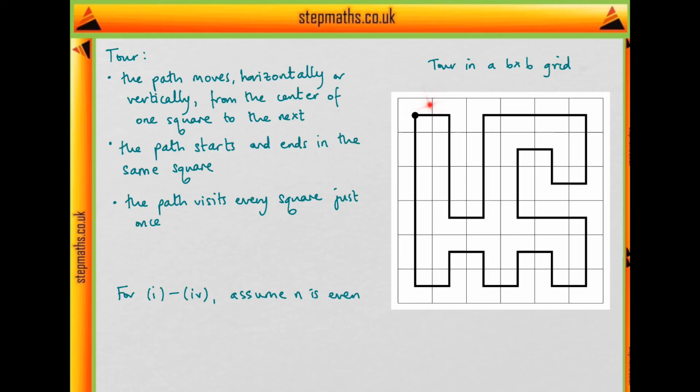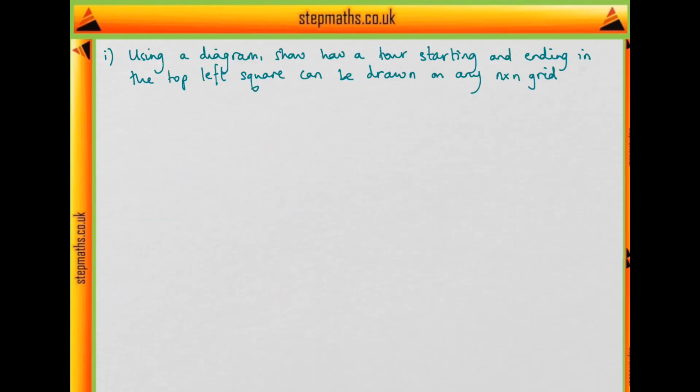So for example, this is a tour in a 6x6 grid, which they give us. And we are told for parts 1 to 4, it is assumed that n is even. So for part 1, we need to, with the aid of a diagram, show how a tour which starts and finishes in the top left square can be drawn in any n by n grid.